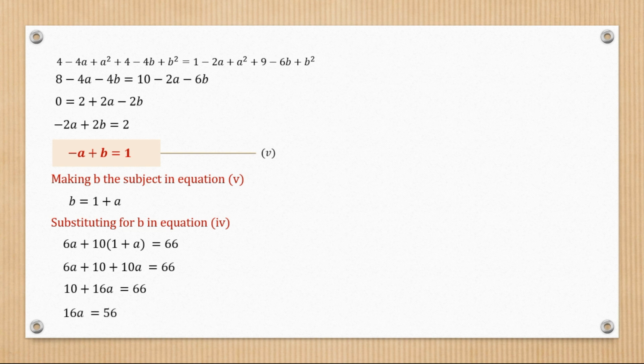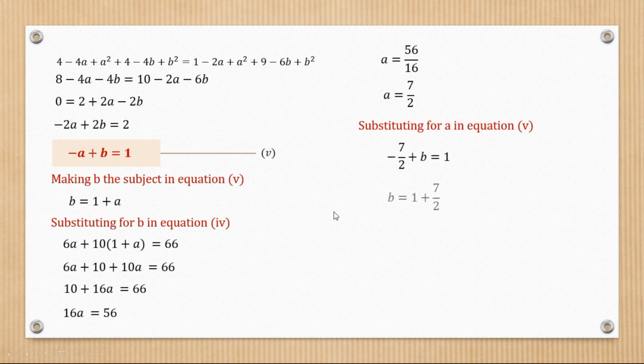Now when I collect like terms, I'll have 10 plus 16a being equal to 66. So this means that 16a shall be equal to 66 minus 10, which is equal to 56. So a is 56 divided by 16, which shall give me 7 over 2 for the value of a. Now that I know the value of a, I can now also find the value of b. Now remember that this is what we actually have right here. So b shall be equal to 1 plus 7 over 2, of which b shall be equal to 9 over 2.